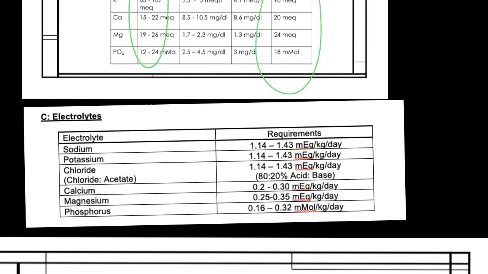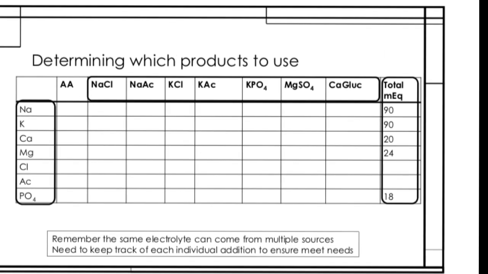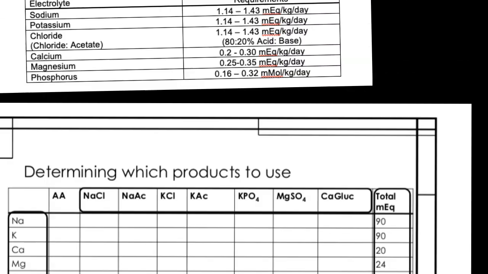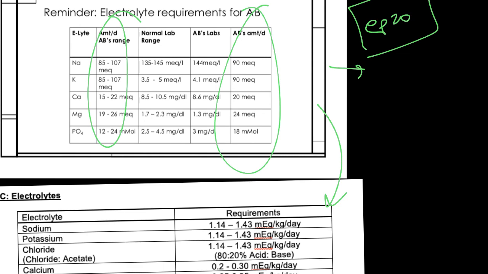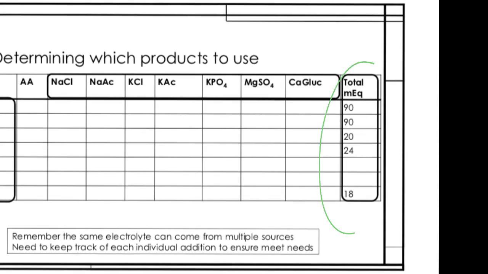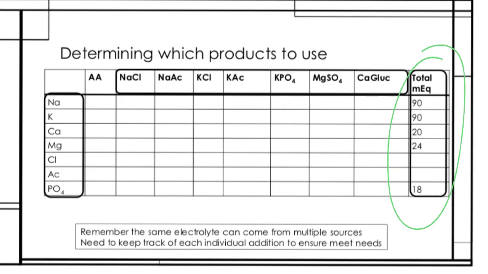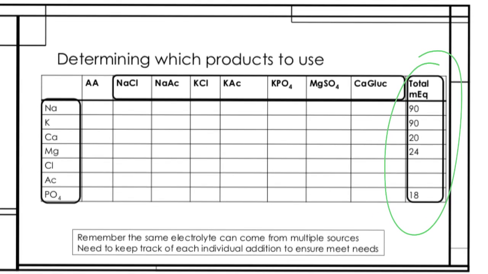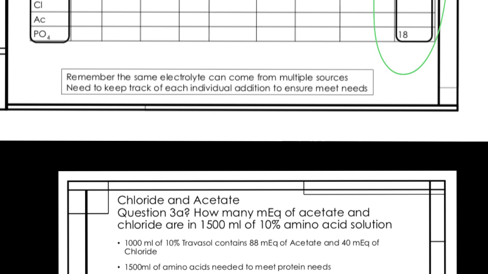That's based on this. Okay, now we're gonna fill out the TPN chart. So the daily amount that AB needs is here, which is the same over here. This is just to keep track of everything that you need and how much you're adding. This is a simplified TPN chart that hospitals can use. It's pretty simplified compared to what they actually use.